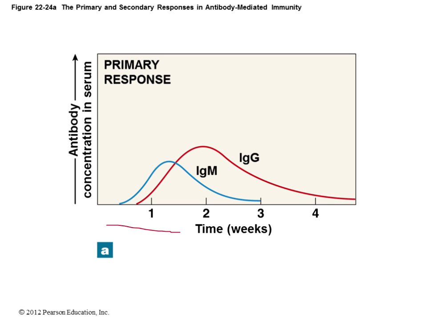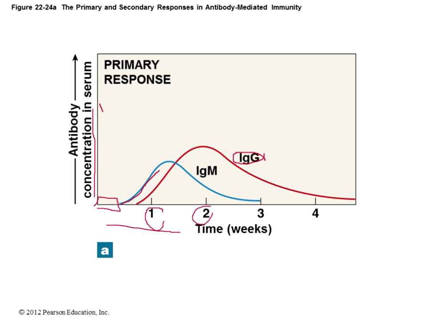So your typical primary response, this is time down here. So here's 1 week, 2 weeks, etc. This is how much antibody is in the serum. And as you can see, it takes about half a week before anything even enters in terms of antibody concentration. But over time, the IgM goes up, you can see, by the first week and peaks.